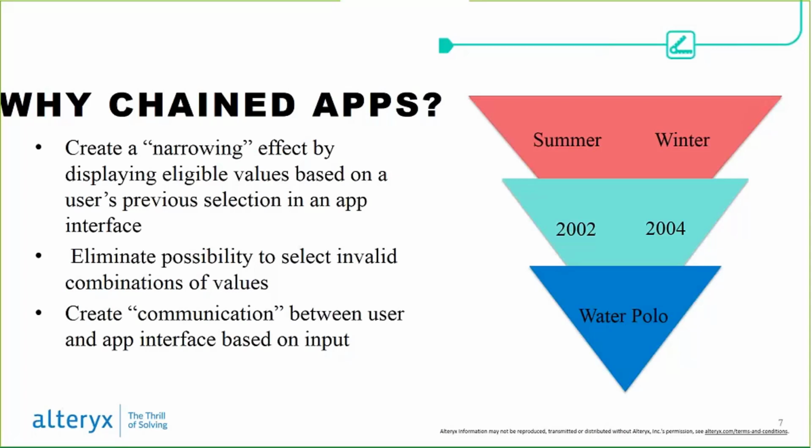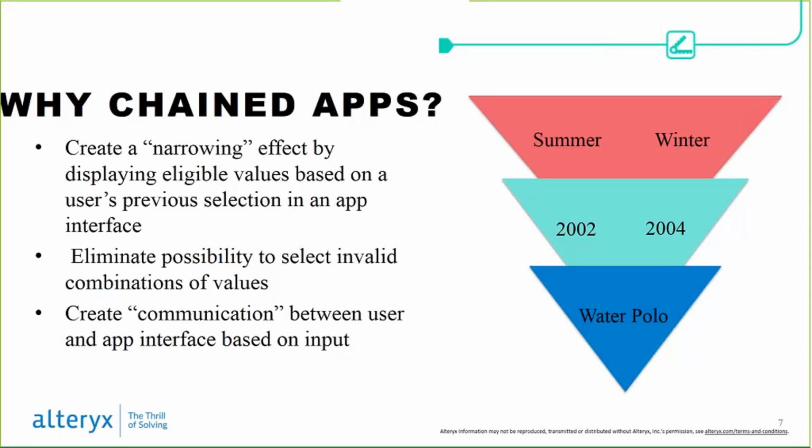So it's really a way to winnow or narrow down how a user can navigate through an application, and how they can select eligible values based on what they've already selected in a previous window. One big advantage, that second bullet right there, is that you're eliminating the possibility of a user selecting an invalid combination of values.